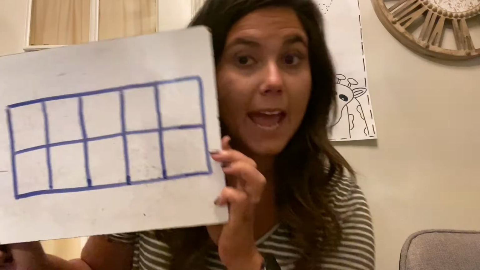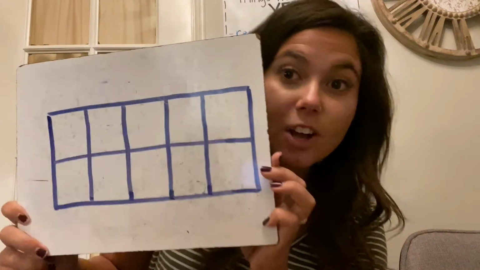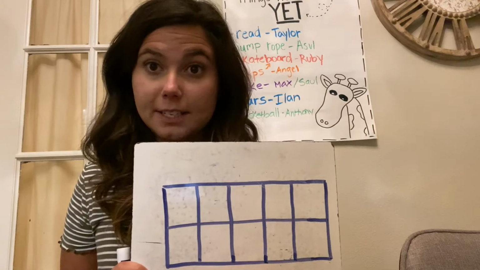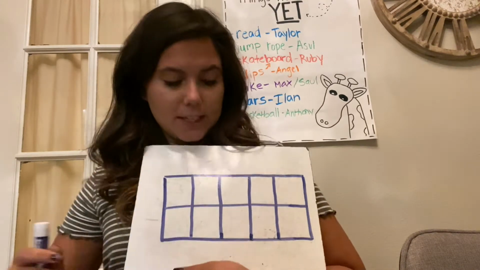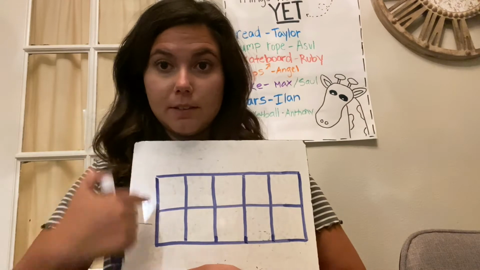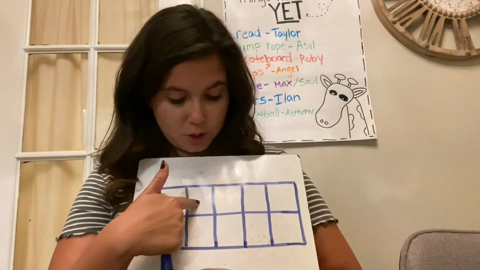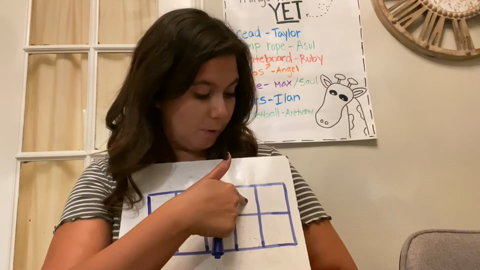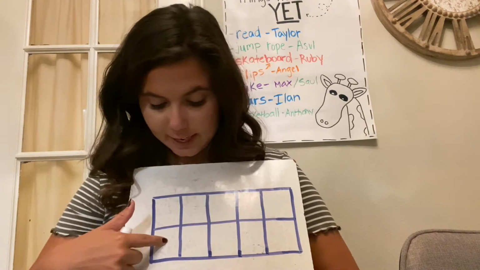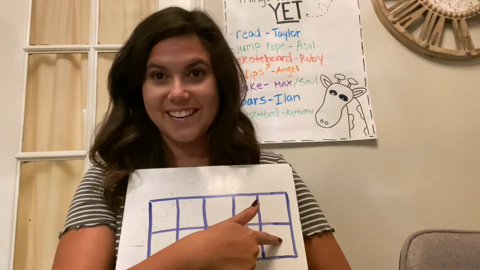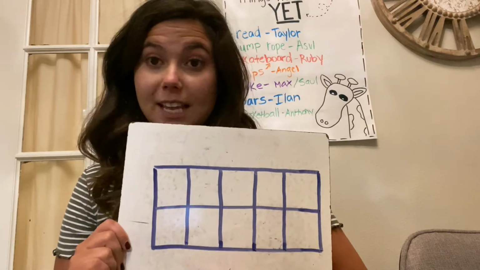Are you saying 10 frame? This is called a 10 frame. And we talked about 10 frames a lot in math. And the reason it's called a 10 frame, well, look, it's a frame, and let's count how many boxes it has. 1, 2, 3, 4, 5, 6, 7, 8, 9, 10. 10 boxes in a 10 frame.